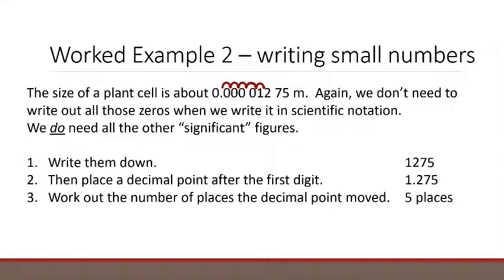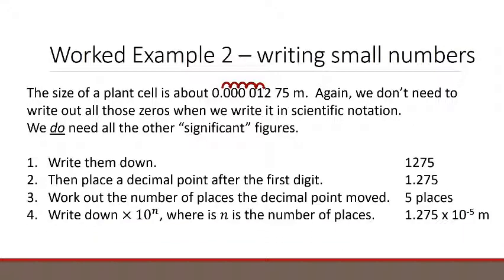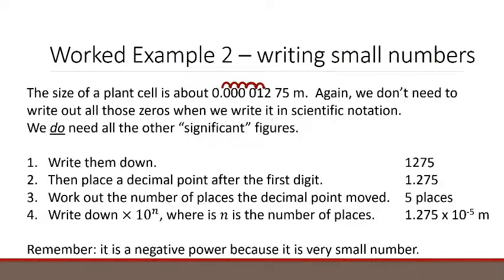And we work out the number of places the decimal point moved. In this case, it moved 5 places to the right to make a very small number. And we write down times 10 to the n, where n is the number of places. 1.275 times 10. This time it's to the negative 5. And remember, it is a negative power because it's a very small number.